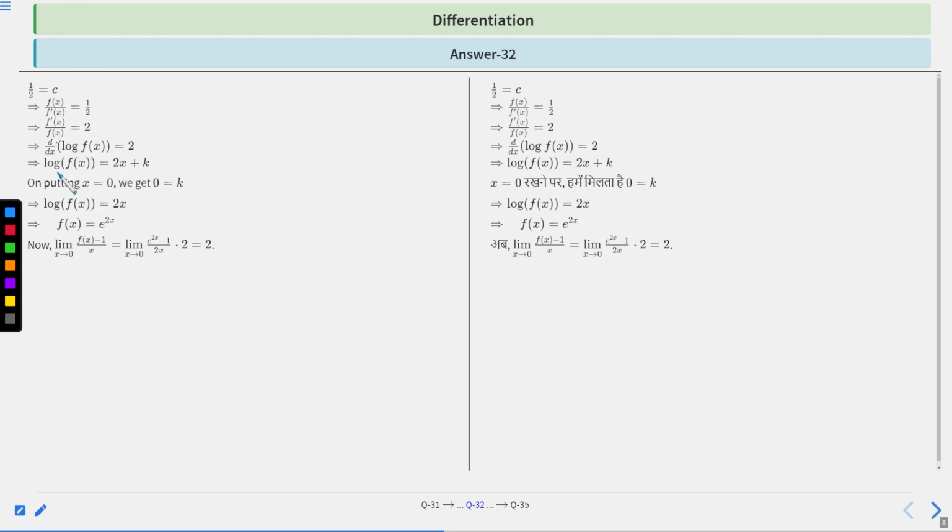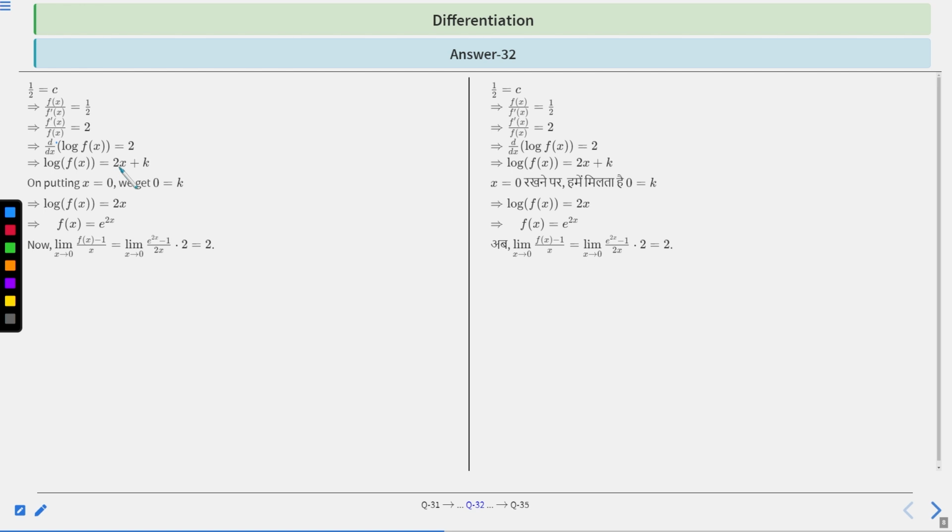Now if we integrate both sides, we will get log f(x) is equal to 2x plus k, right? That means if you differentiate this, you will get this one, right? Now on putting x equal to 0, we will get k equal to 0. Clear? Because log f(0), since f(0) is 1, right?